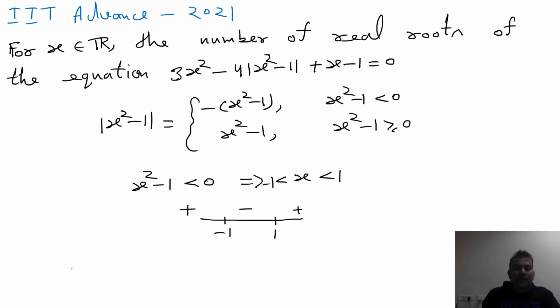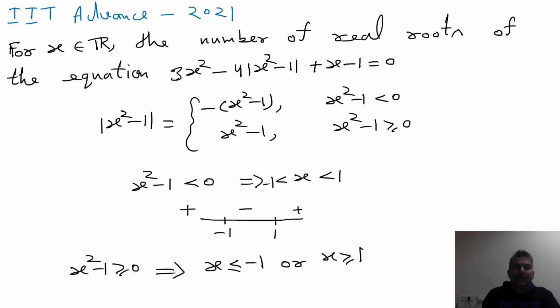And similarly for x square minus 1 greater than or equal to 0. So we are interested only in those values of x for which x square minus 1 is positive. That means x is less than minus 1 or x is greater than 1. So for x less than or equal to minus 1, or x greater than or equal to 1.